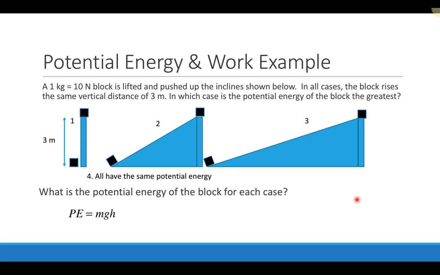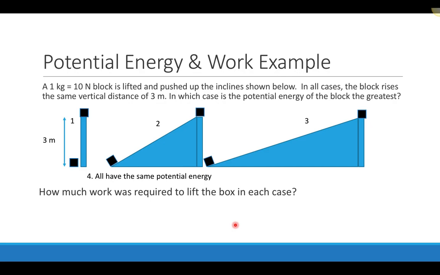So what is the potential energy of the block for each of these cases? So, starting point and ending point here. We know the mass is 1 kilogram, we know gravity is 10 meters per second squared, and we know the vertical height from the starting point to the ending point is 3 meters, so that gives us a total of 30 joules. So the potential energy for each of these blocks would be equivalent and would be 30 joules.